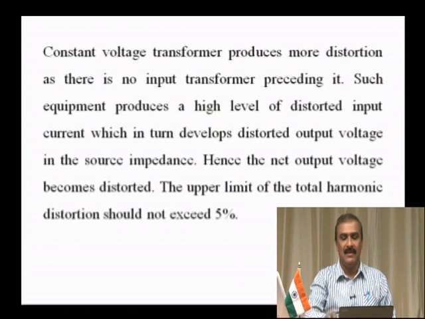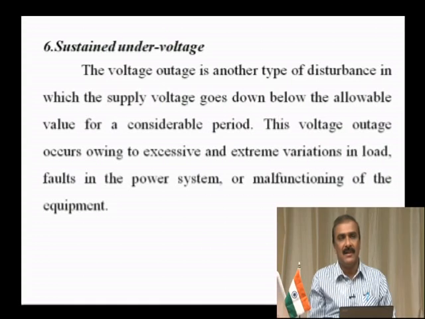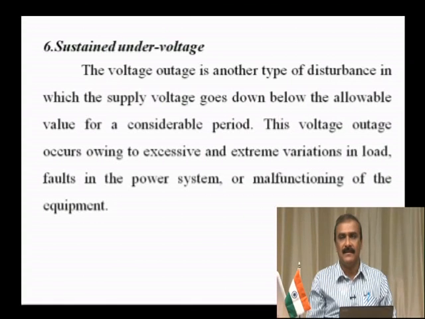Now this is about one sort of distortion. Then another one is a sustained under voltage, meaning a continued under voltage. How does it occur? The voltage outage is another type of outage, meaning sudden switching off of the system. That is, voltage outage is another disturbance in which the supply voltage goes down below the allowable value. If the supply voltage goes below, this is called a sag. This voltage outage occurs owing to excessive and extreme variation in load, faults in the power system, malfunctioning of the equipment. All these things will cause sustained under voltage.